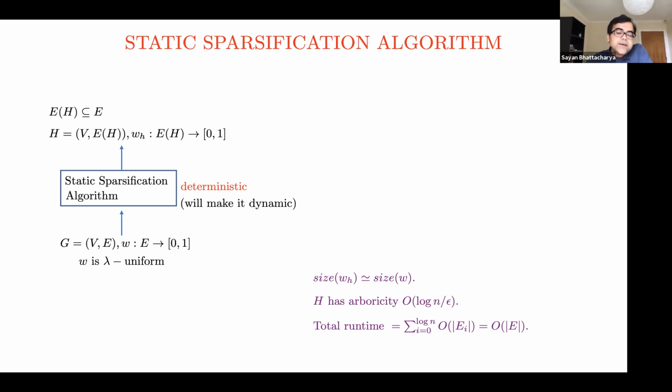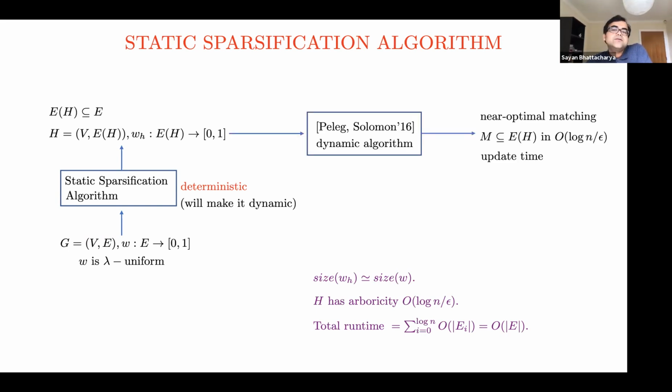Our challenge will be to make it dynamic. We will see in 5 minutes how to do this. But once we make it dynamic, we can actually feed it into an algorithm by Peleg and Solomon for maintaining dynamic matching on low arboricity graphs. And this will output a near optimal matching M. The update time will be proportional to the arboricity, which is log n over epsilon, and we are all good. So this is the overall framework.